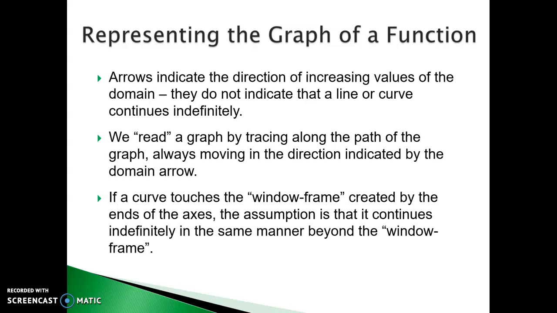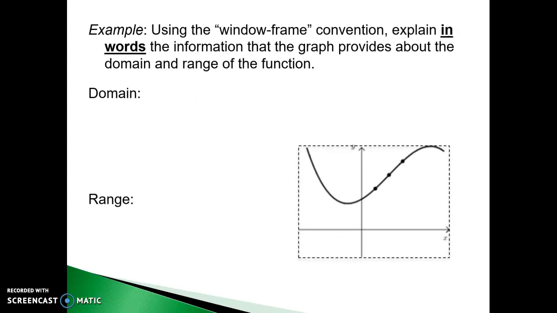If a curve touches what we call the window frame created by the end of the axes, the assumption is that it's going to continue indefinitely in that same manner beyond the window frame. So you're not going to see arrows on the end of the graphs. You're just going to see it hit the window frame, and then we know that it goes on forever in that same way. Taking a look at this graph right here, I included the window frame so that you could see what we were talking about.